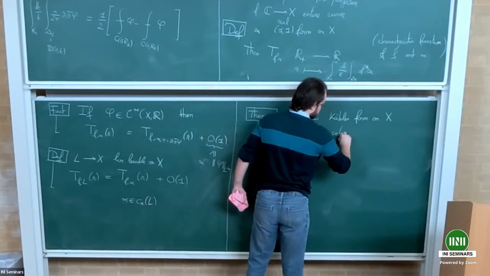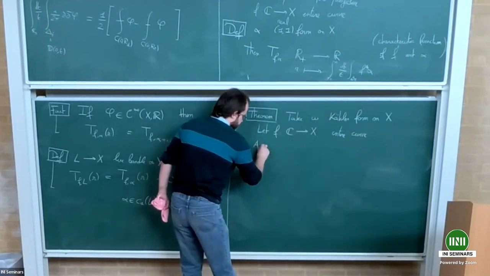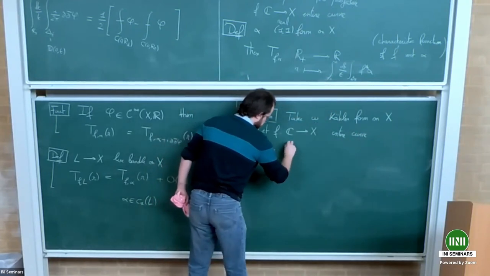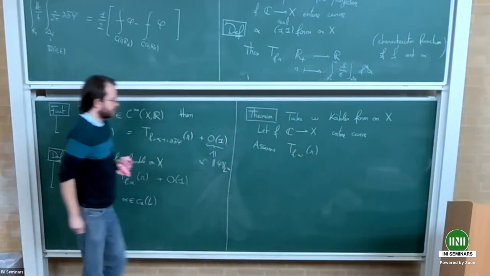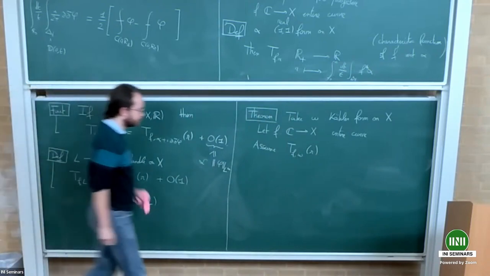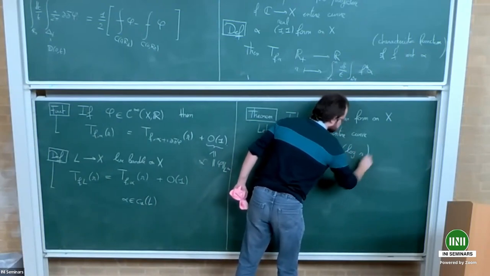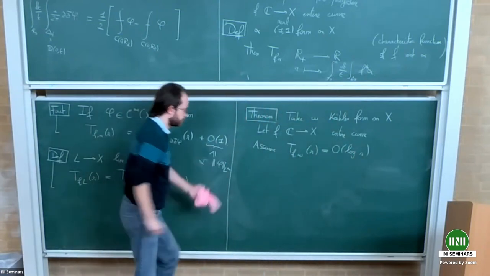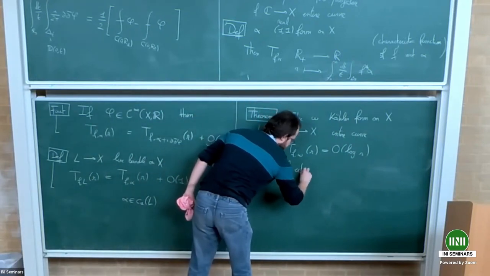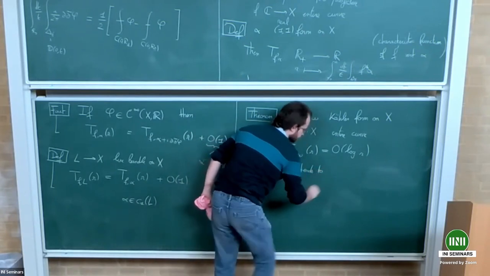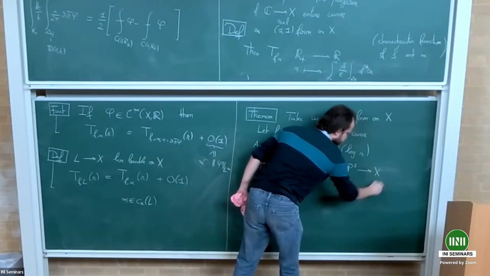So, consider an entire curve from C to X. Assume, this theorem is actually an equivalence, but let me state it only in one way, assume that this characteristic function is bounded as a big O of log R. Then the conclusion of the theorem is that it extends across infinity to an algebraic map from P1 to X.